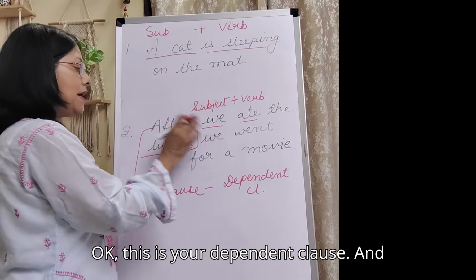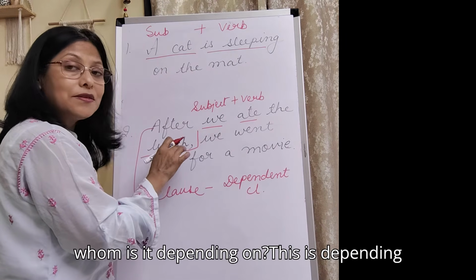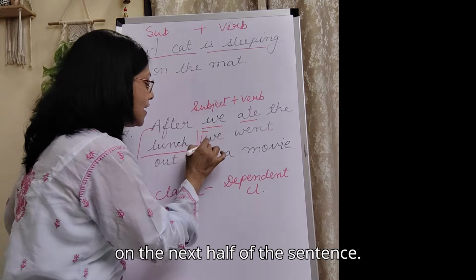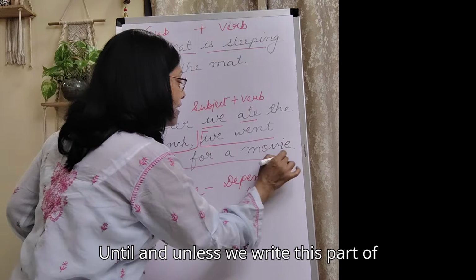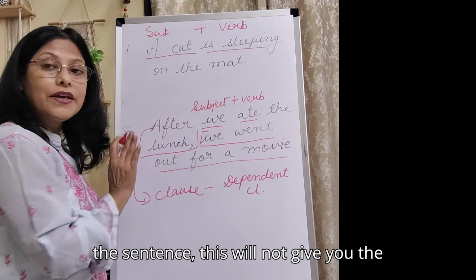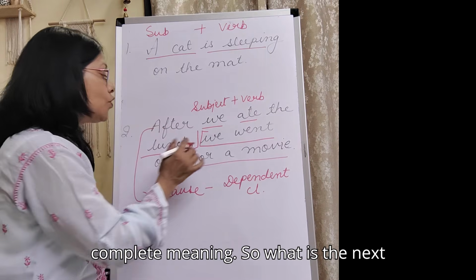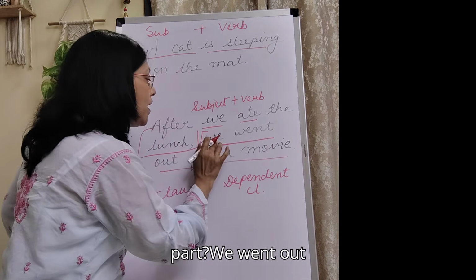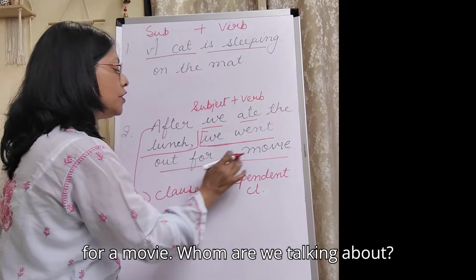Okay, this is your dependent clause. And whom is it depending on? This is depending on the next half of the sentence. Until and unless we write this part of the sentence, this will not give you the complete meaning. So what is the next part? We went out for a movie.